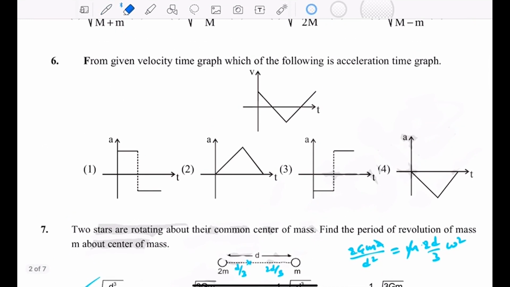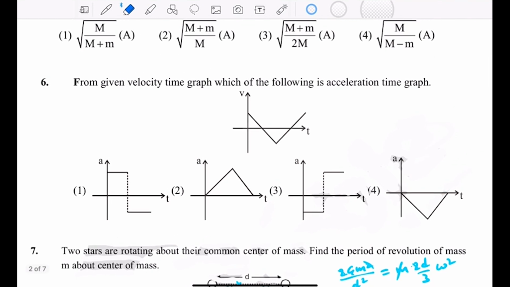Next, from the given velocity time graph, which of the following is the acceleration time graph? So initially, obviously, here a velocity time graph is given. This is a constant slope, so acceleration is constant: negative acceleration constant, then positive acceleration constant. That's it.